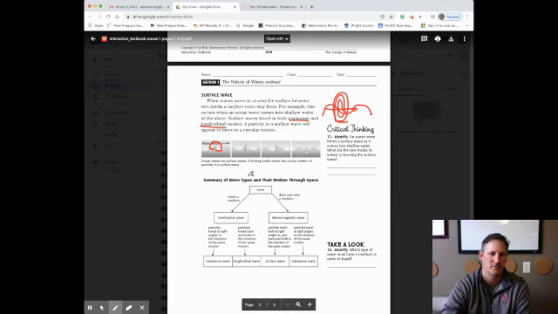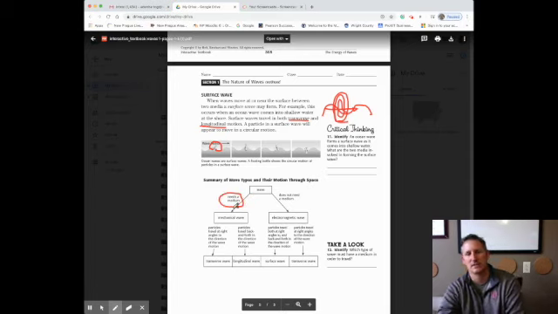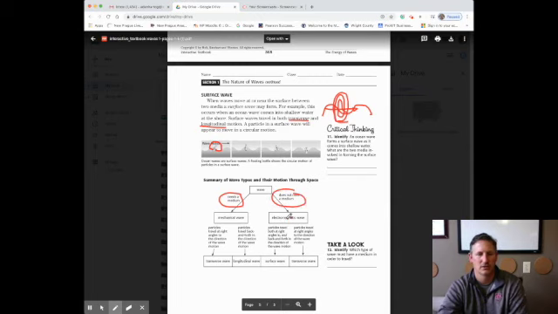The last little piece here, the summary of waves and their motion. If we have a wave, we have two different types of wave: a mechanical wave and an electromagnetic wave. And remember that a mechanical wave needs a medium. So those would be things like sound and ocean waves. Things that don't need a medium are called electromagnetic. So that would be like light and X-rays.